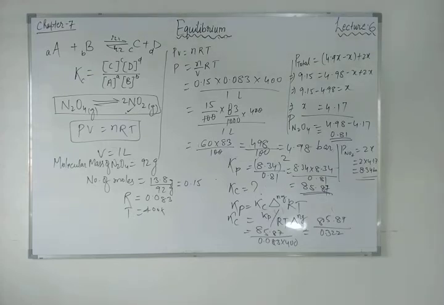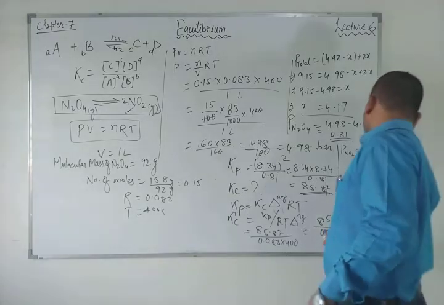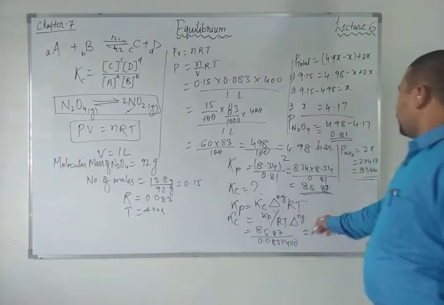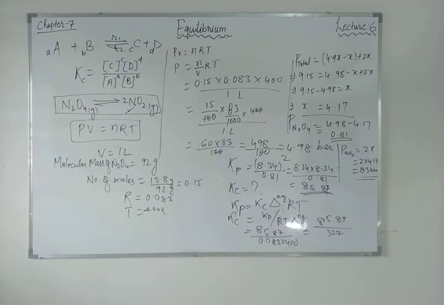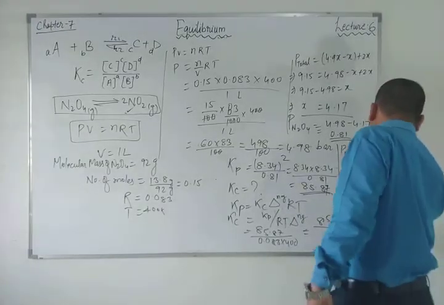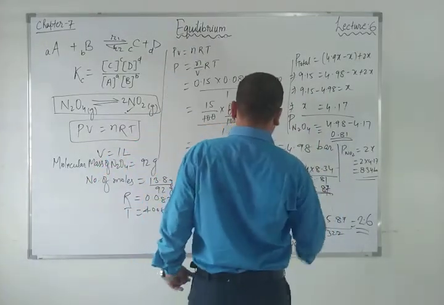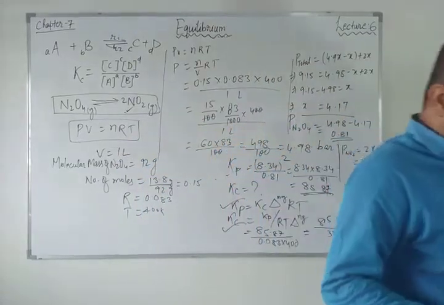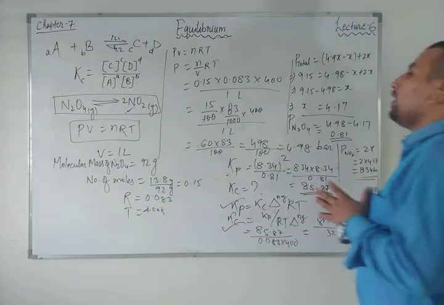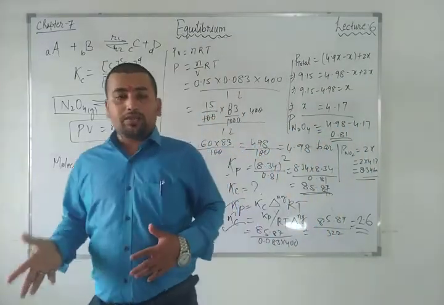When you divide 85.87 by 32.2, the answer will be 2.6. So this is the value of Kc. The value of Kp is 85.87 and Kc is 2.6. So whenever you get this type of question, no need to worry. Remember what the question is, and whatever things are given, try to solve those things.